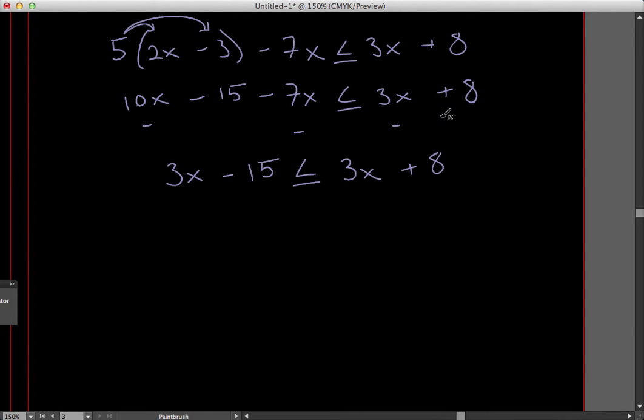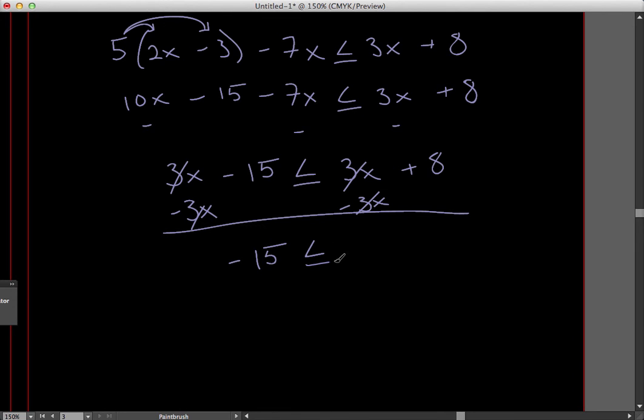All right, now I'm seeing a very similar situation as we just saw previously when we had no solution. If I start to try to isolate our variable x and I subtract 3x from both sides, well, that cancels the 3x here and it also cancels the 3x here, and then we're left with -15 is less than or equal to +8. Well, that's actually a true statement. -15 is less than or equal to +8.